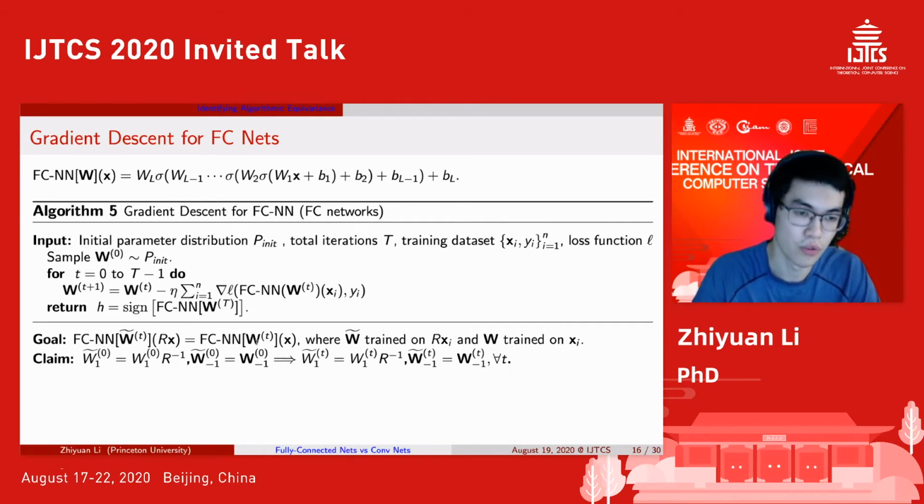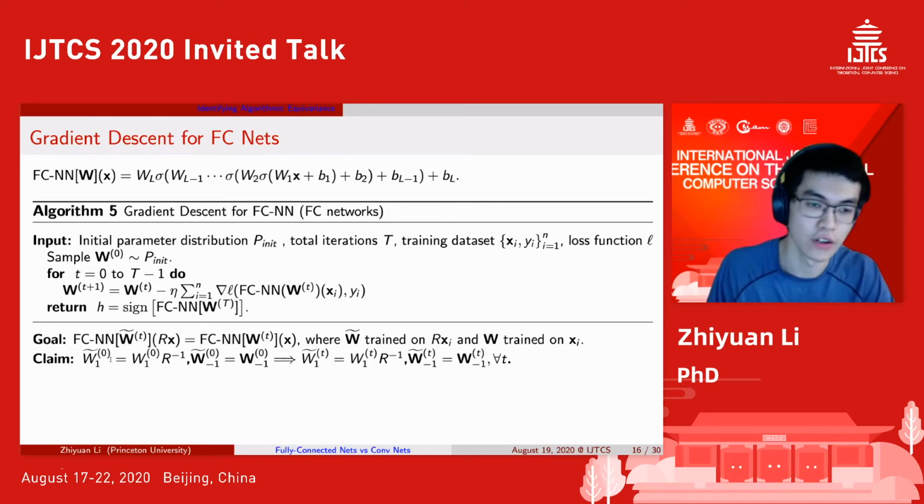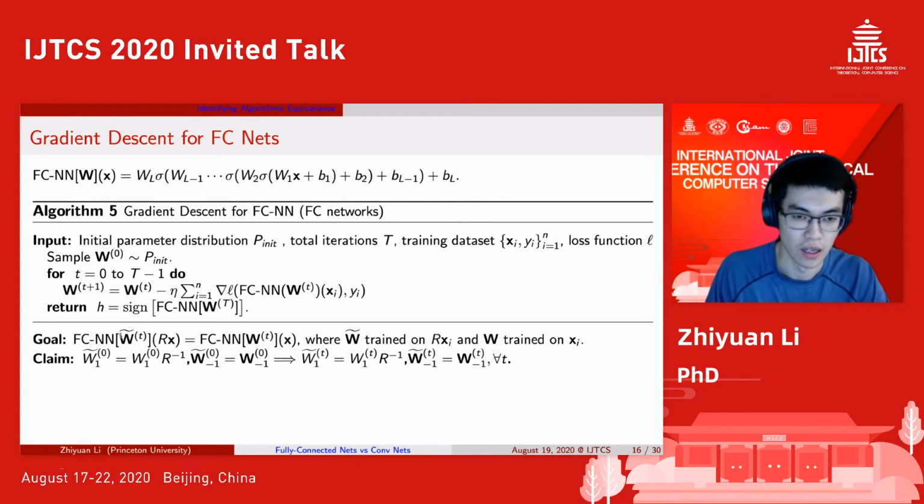And to prove this goal, we have the following claim. First we split the bold font W into two parts. W1 refers to the weight matrix in the first layer, and W-1 refers to all the rest of the parameters. We claim that if this condition holds at initialization, then this condition holds for every t.